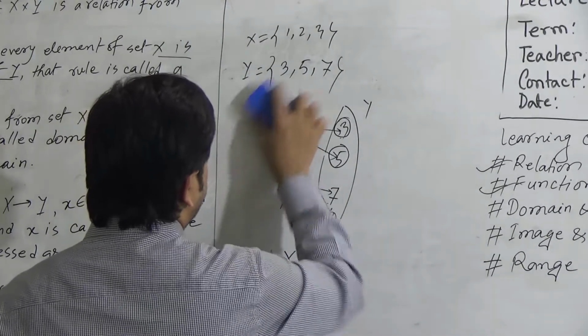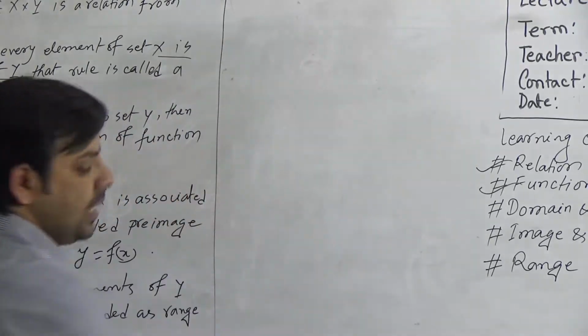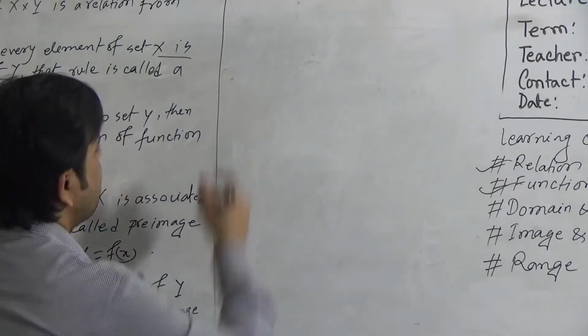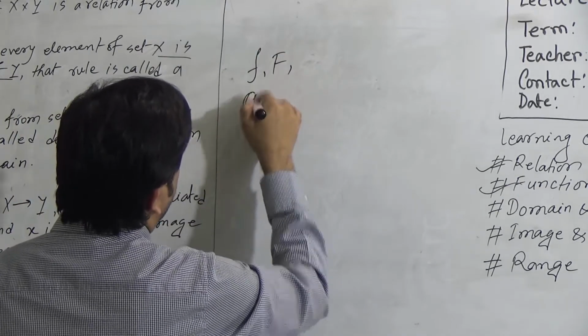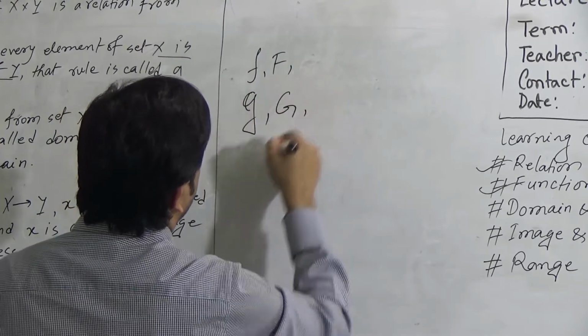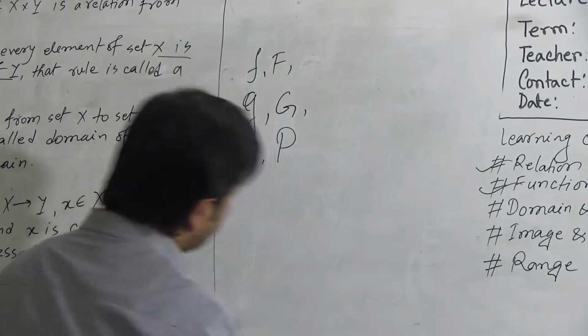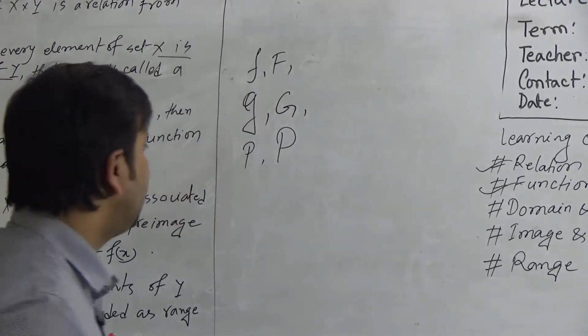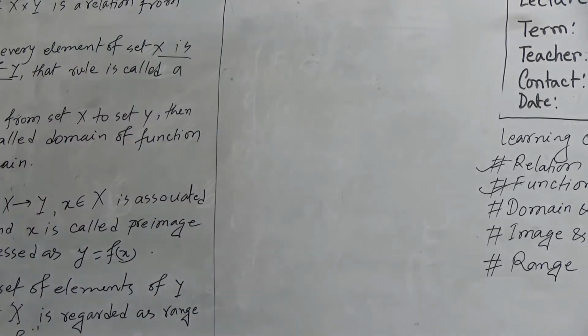Function can be denoted by a small letter or capital letter. We can denote by small f or capital F, small g or capital G, or we can write small p, capital P. We can denote by any letter. Okay, dear students. So I have completed the discussion of the topic, function.